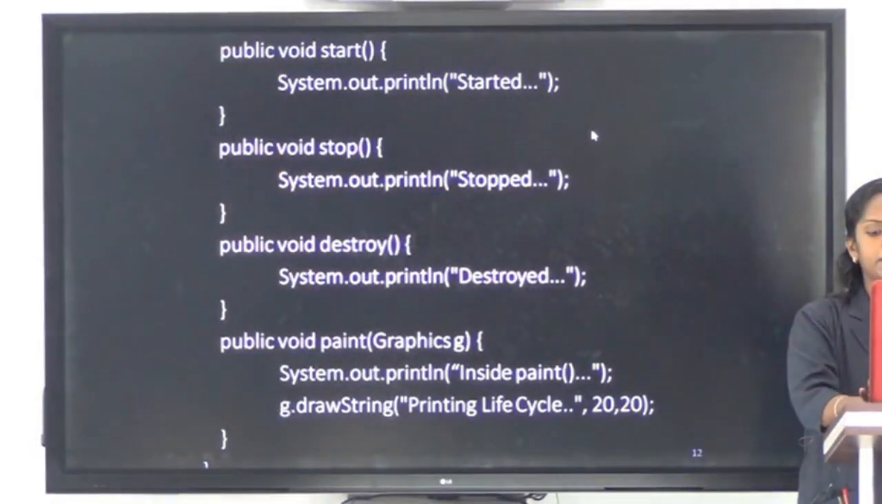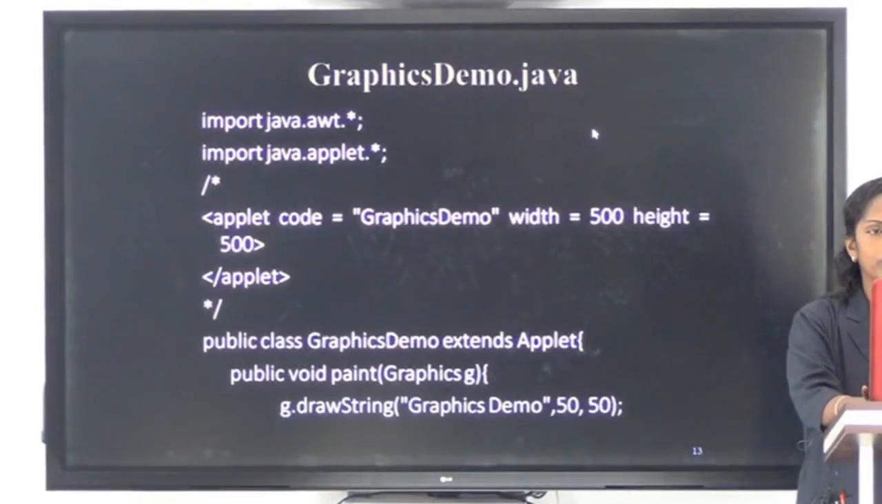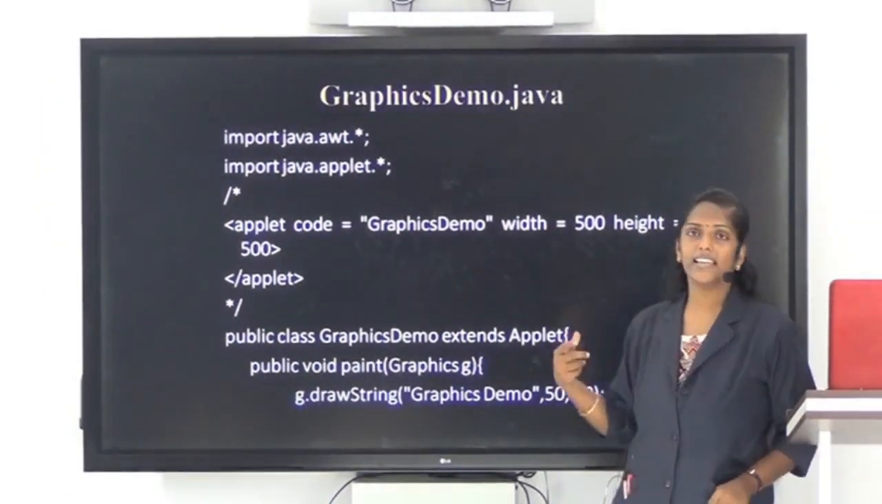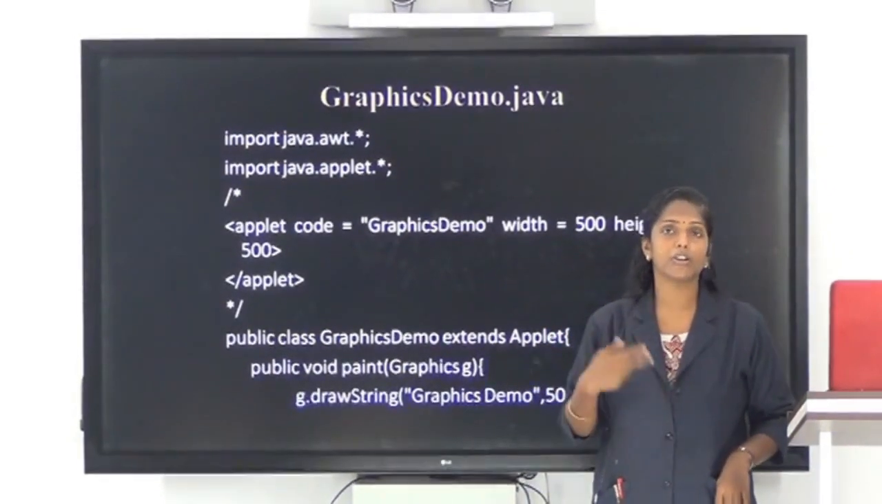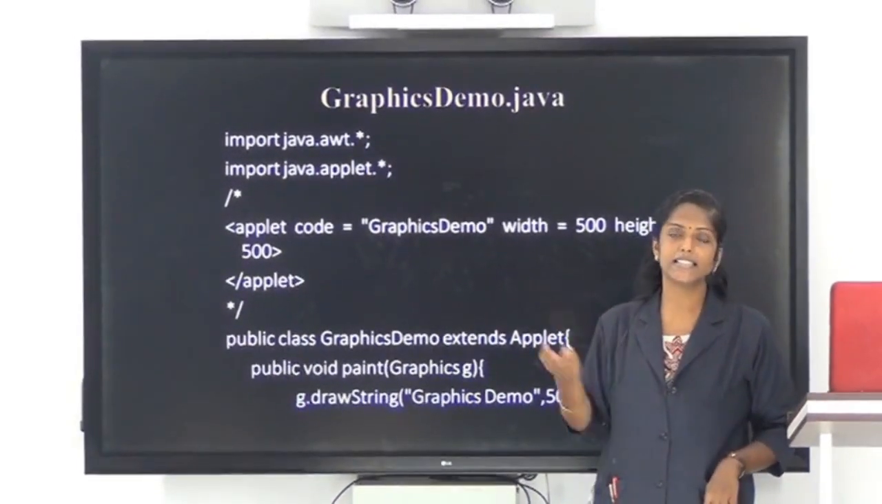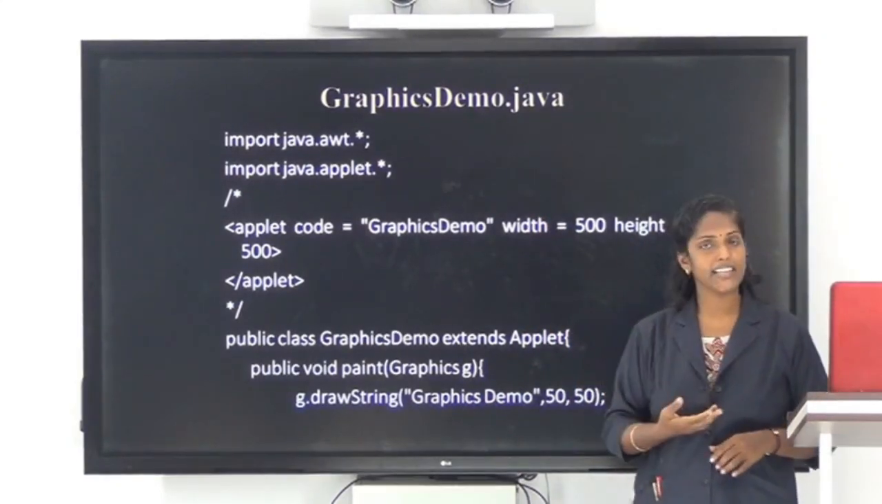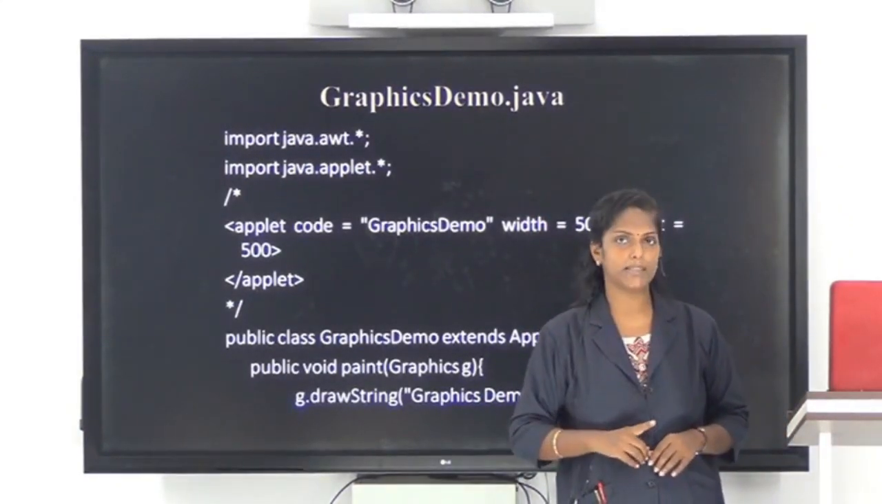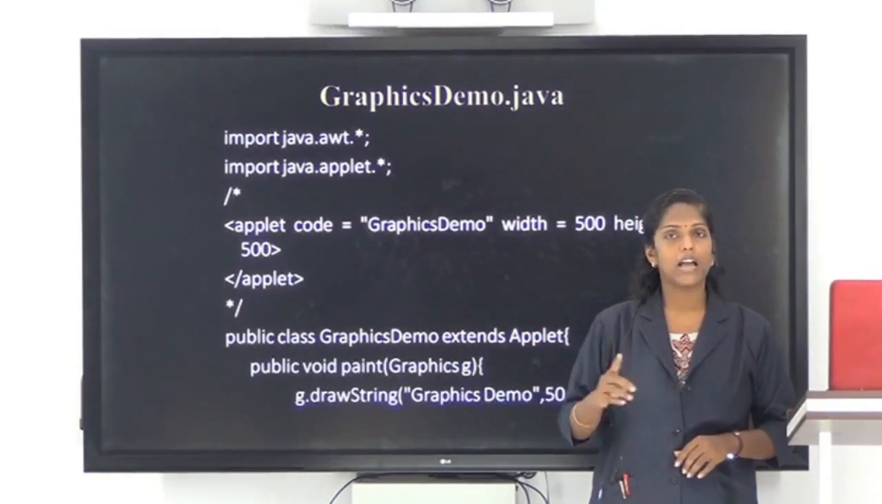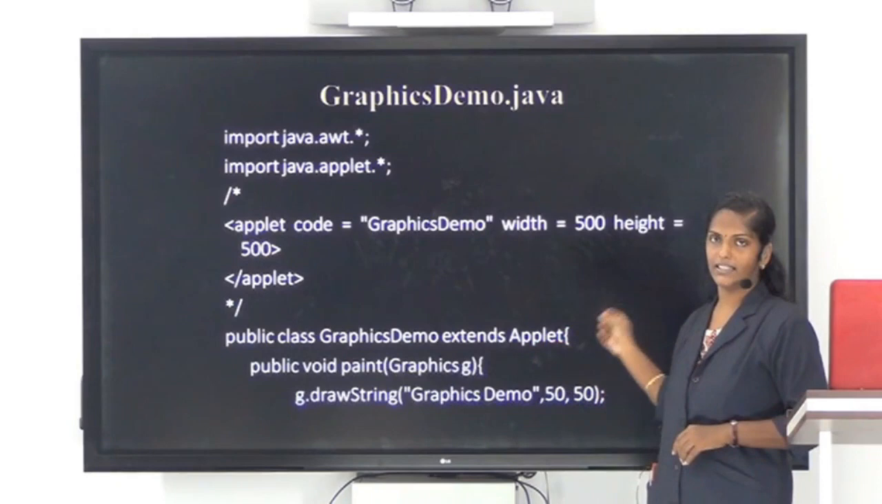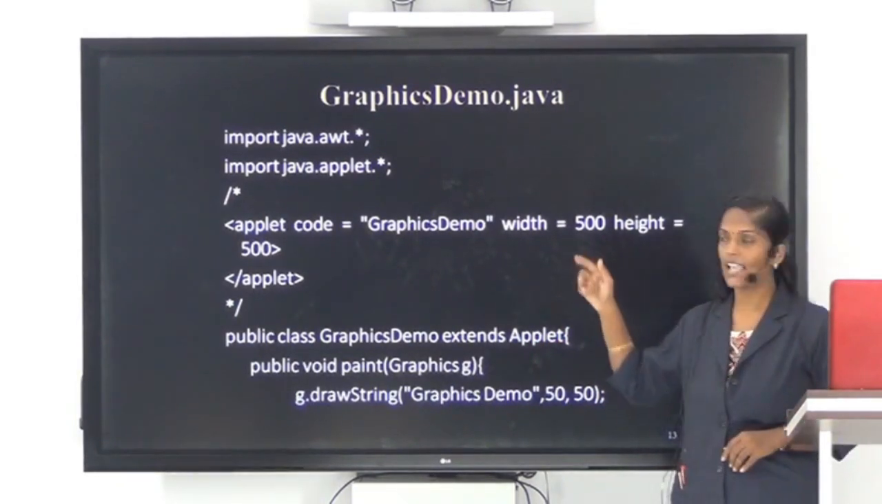Before winding up this session, I would like to show you one more demo of how we can display or draw different objects inside our applet container. Graphics class has various methods. We have seen only one of the methods, that is drawString. Other than this drawString method, we have many other methods. Only some of them we will be discussing in this example.